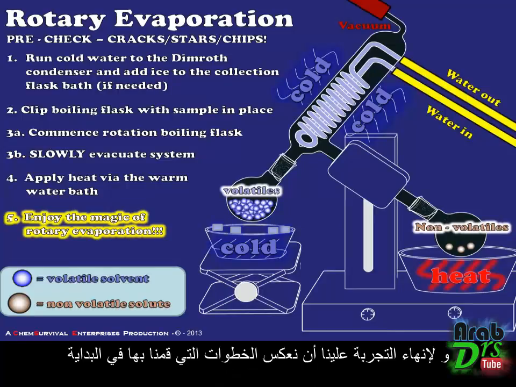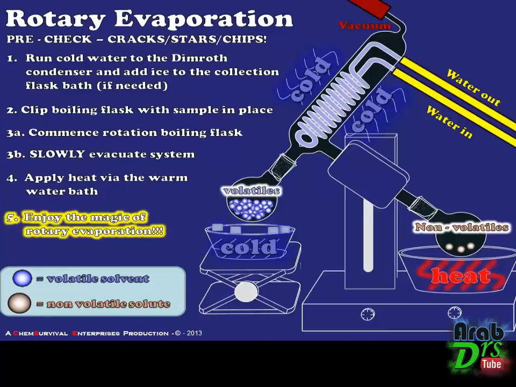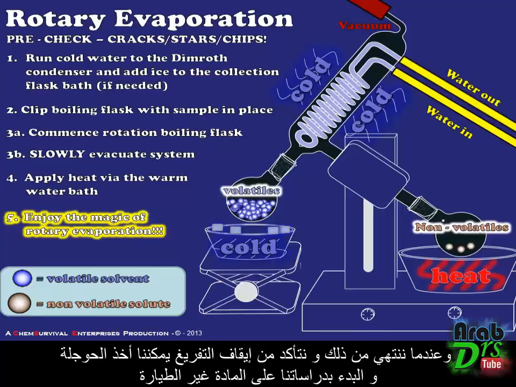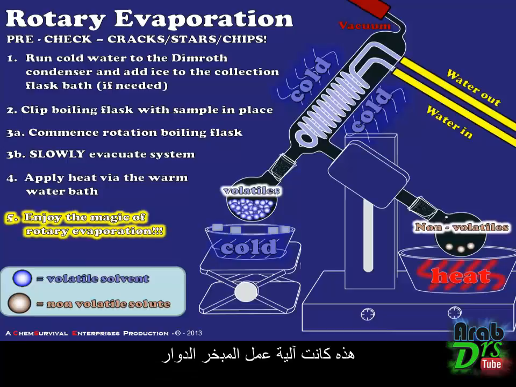I can simply reverse the process of starting the rotary evaporation as a means of shutting it down. And once I'm done and the vacuum is quenched, I can remove my flask and begin working with my non-volatile material. So this is how rotary evaporation works.